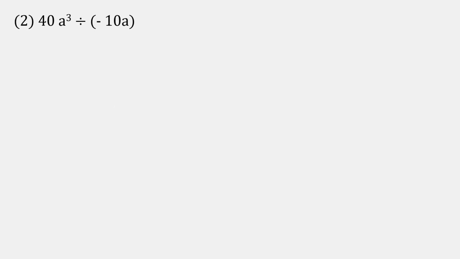What is given? 40a cube divided by minus 10a. Now student, first let's write down in division form, that is minus 10a divided by, this is division form. Or you can do this way also. This is also the way to divide. Okay, you can use this. Okay, let's move. So this is minus 10a is the divisor and your dividend is 40a cube.